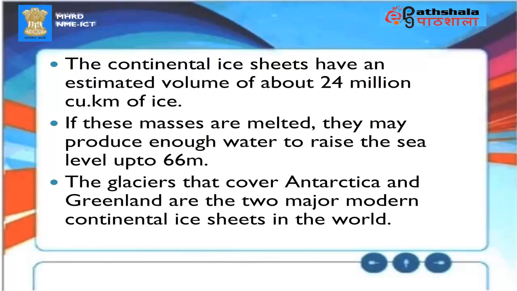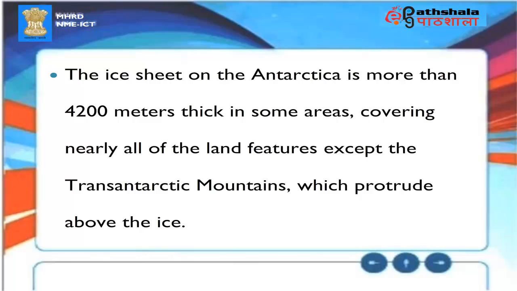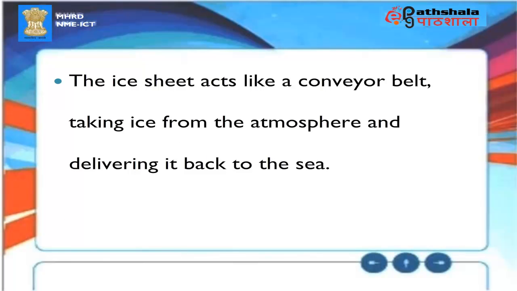The glaciers that cover Antarctica and Greenland are the two major modern continental ice sheets in the world. These two ice sheets comprise about 95% of all glacial ice currently on Earth. Antarctica alone has 92% of all the glacial ice on the planet. The ice sheet on Antarctica is more than 4,200 meters thick in some areas, covering nearly all of the land features except the Transantarctic Mountains, which protrude above the ice. The ice sheet acts like a conveyor belt, taking ice from the atmosphere and delivering it back to the sea.